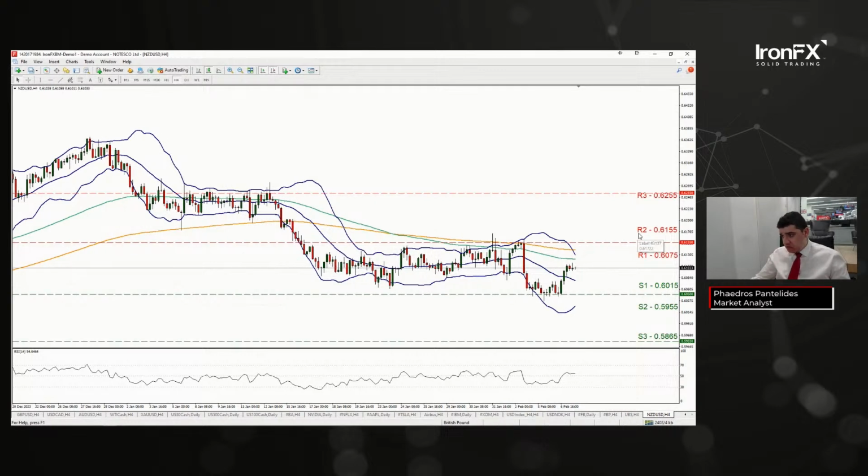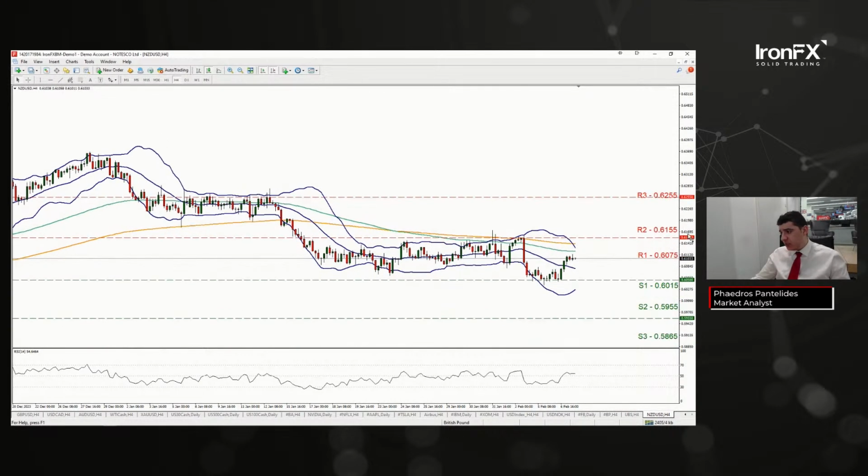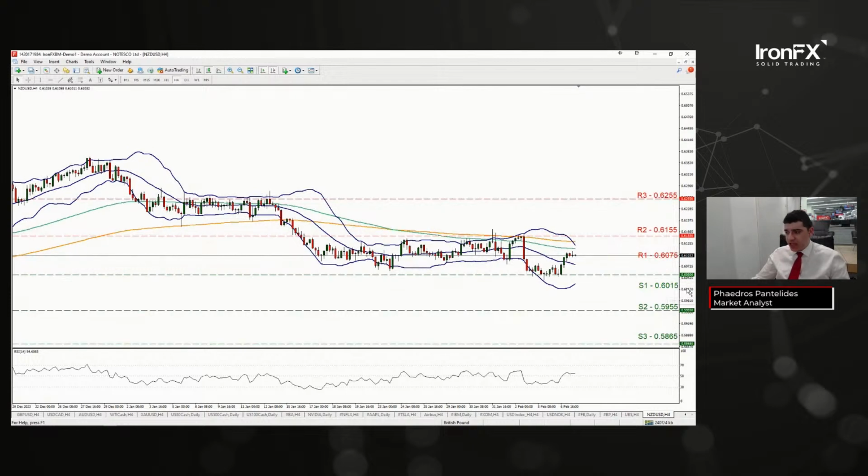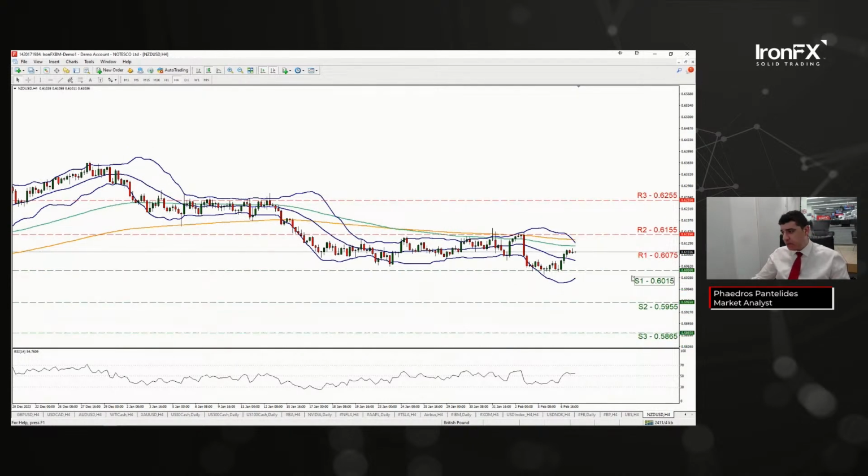RSI 50, better than expected employment data. Potential gains might be mitigated from a hawkish Fed. But overall, I would maintain between these particular levels, once again, a sideways fashion, a narrowing of the Bollinger Bands, but from a more macro perspective, perhaps bullish for the New Zealand dollar or the Kiwi.